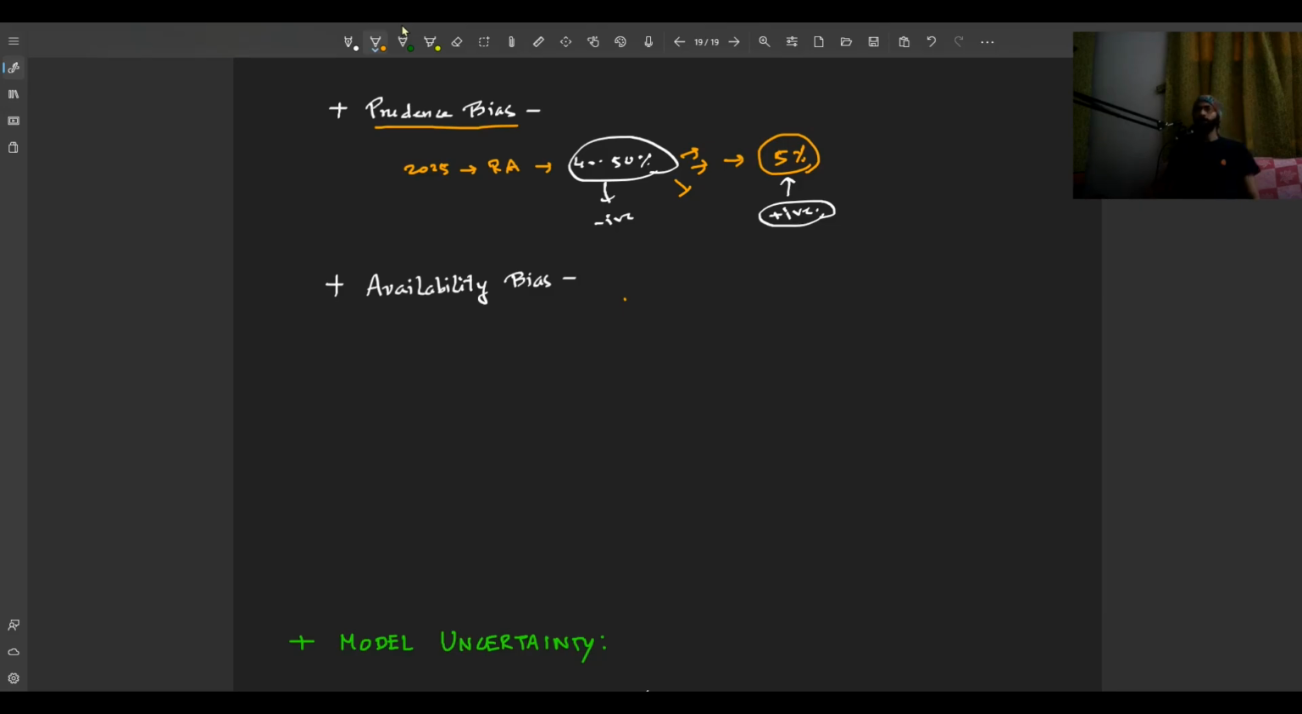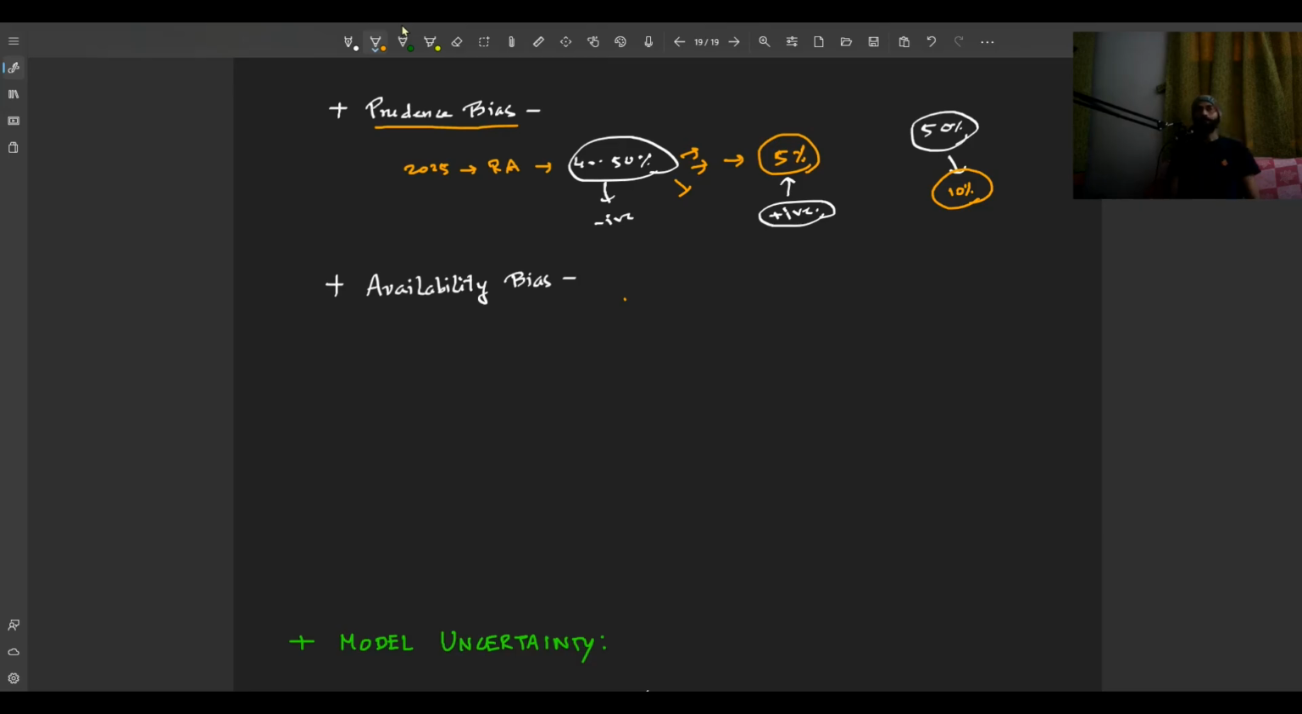The reverse can also be true. Let's say your analysis says the growth will be 50% this year. But recently the markets have gone through a crash. They have crashed maybe 40-50%. So you want to sound normal, you tone it down and say the market growth will be only 10%. You tone it down from 50% to 10%. This is also prudence bias. So both ways it is true.